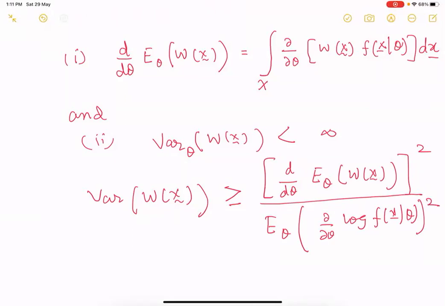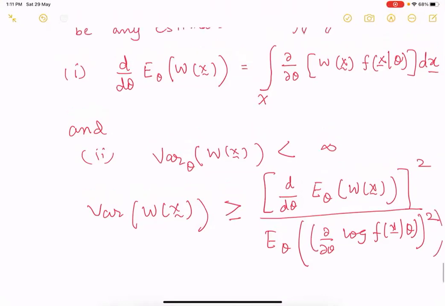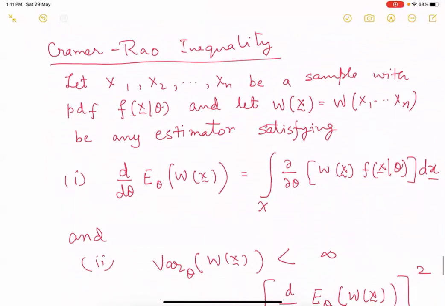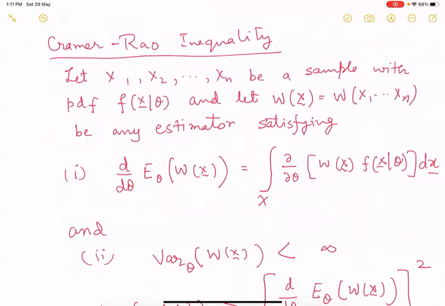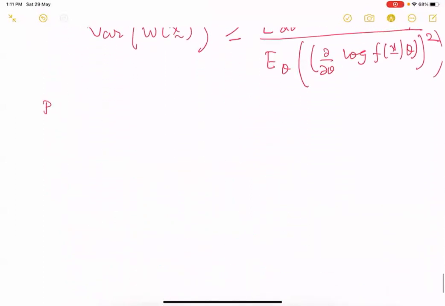Now, what does it mean? Let us just focus on the statement. This is the statement of the theorem or the inequality. I'm not going into the proof today. It's almost the end of the class. The proof is there on page 336 in Casella and Berger.